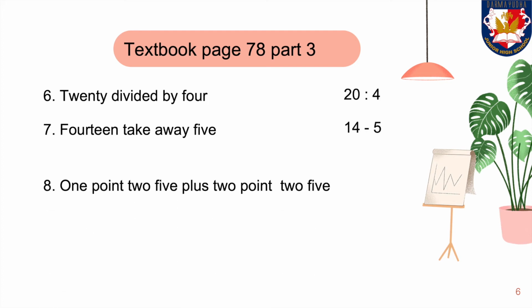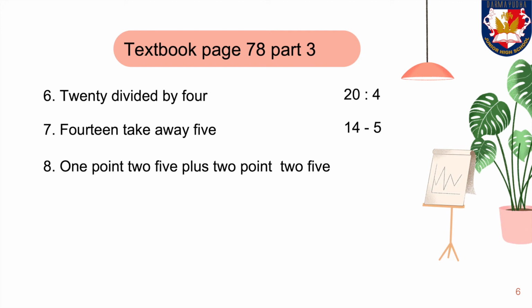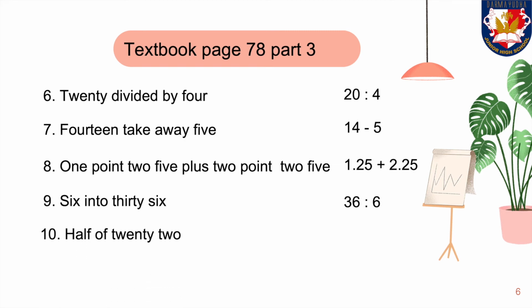Number 8, 1.25. Remember, it is one point two five, not one point twenty-five. Plus 2.25. Number 9, 6 into 36. The last one, number 10, half of 22.